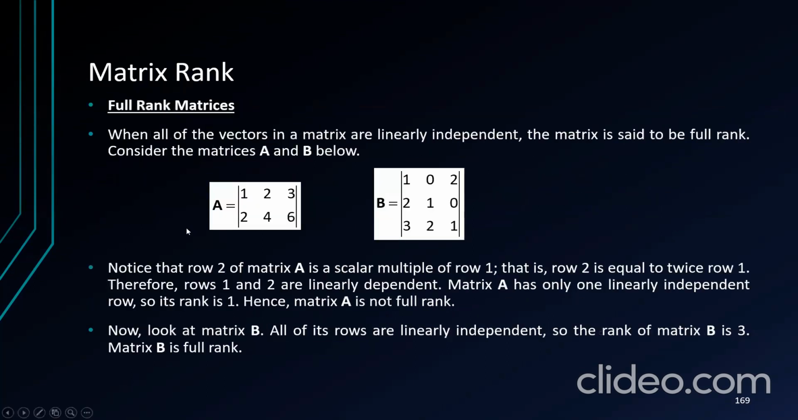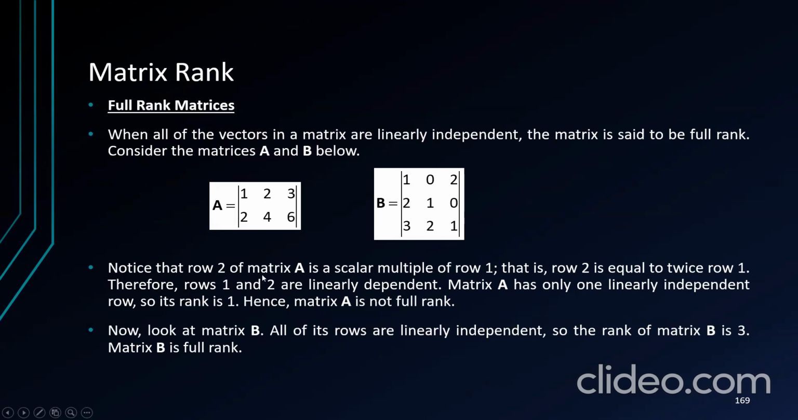So next is the full rank matrices. So full rank, ito ang dito sa explanation na to is malalaman mo yung ang ibig sabihin ng full rank. When all of the vectors in a matrix are linearly independent, the matrix is said to be full rank. Consider the matrices A and B below. A is 1, 2, 3, 2, 4, 6. B is 1, 0, 2, 2, 1, 0, 3, 2, 1.